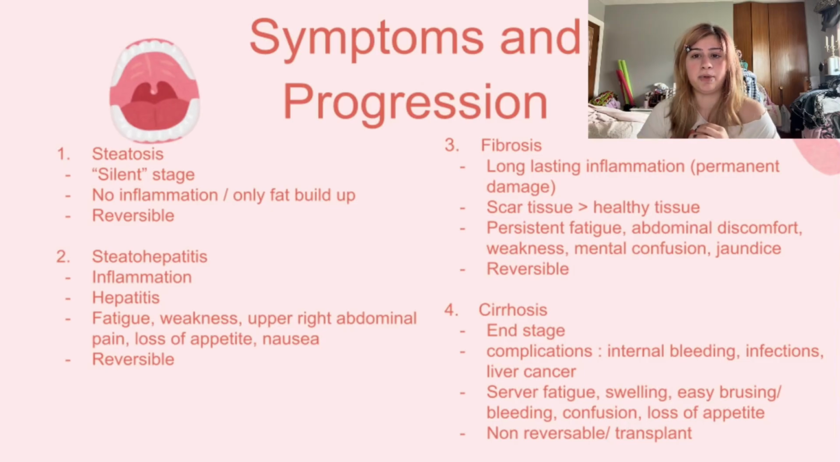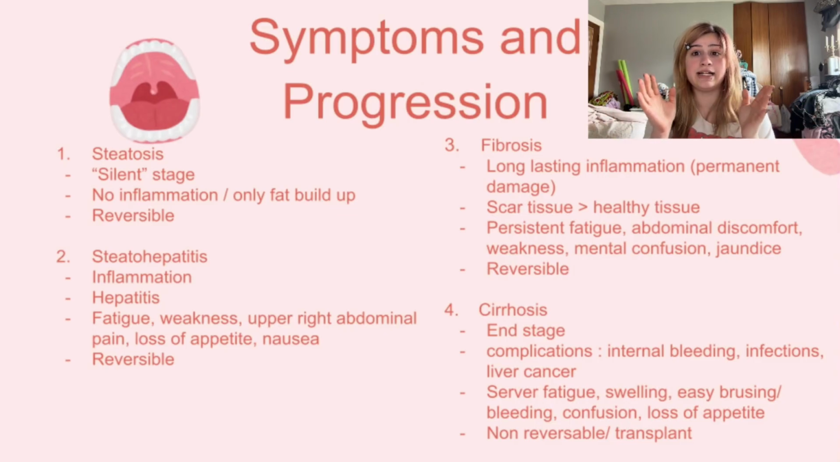Third stage is fibrosis. So now we have long-lasting inflammation that's causing damage to the liver. More fat buildup. There's more scar tissue than healthy tissue around the liver. Some of the symptoms are persistent fatigue, abdominal discomfort, weakness, mental confusion. In some cases, more alcohol related, there will be jaundice. Even though it's scary, this stage is still reversible.